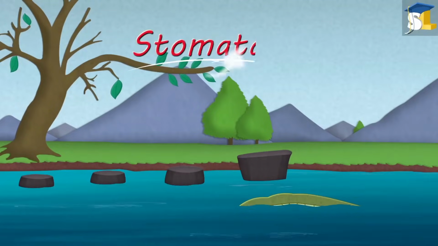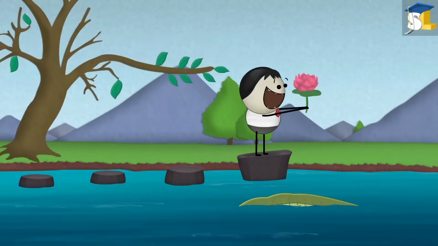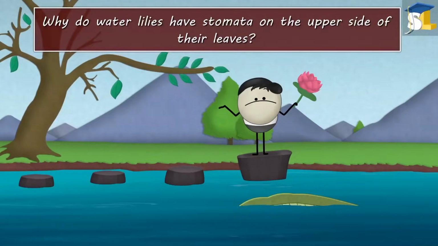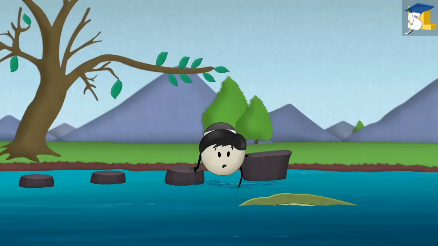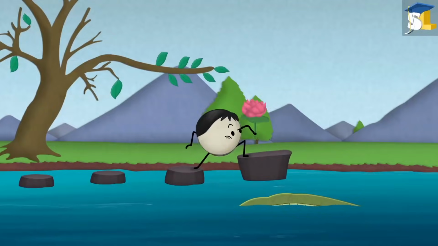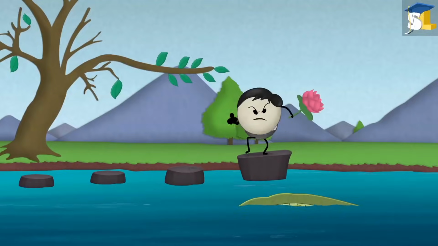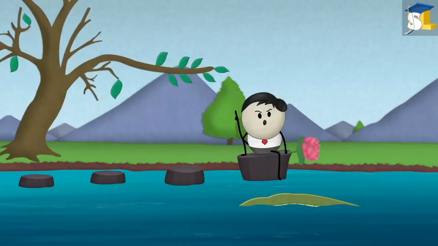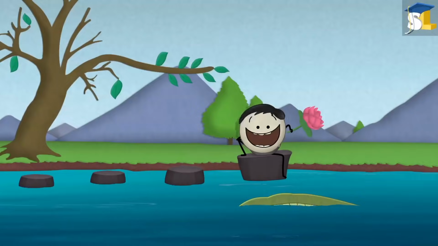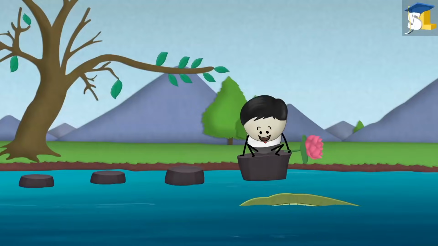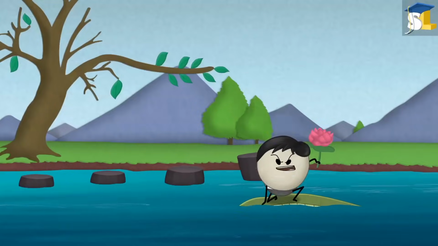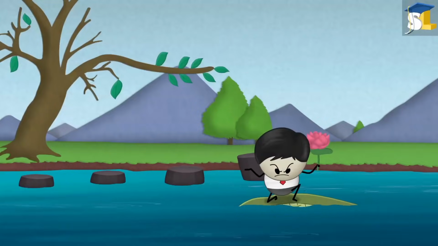Topic: stomata. Why do water lilies have stomata on the upper side of their leaves? Whoa. Don't immerse that plant completely in water. Oh, jeez. You don't have knowledge about anything. Water lily is an aquatic plant, so I'm keeping it totally underwater. Yes, you are right. It is an aquatic plant, but it is not an underwater plant. Its leaves float on water. Don't lie to me. How can leaves float?